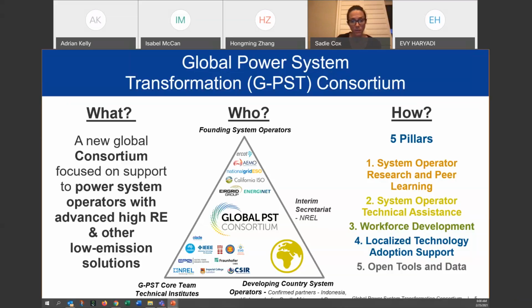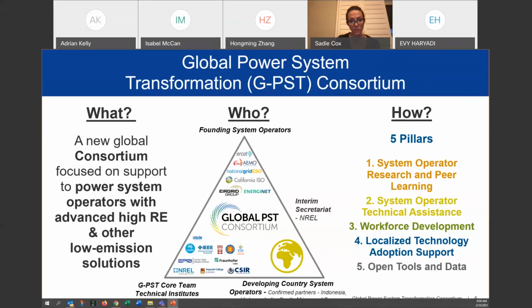In addition to the FSOs, we also have a core team of world-leading technical institutions, which you can see on this slide, so I won't name all of them, but they're covering many regions of the world, and they've come together to define the direction of the consortium and to lead on specific topical pillars and regional activities.